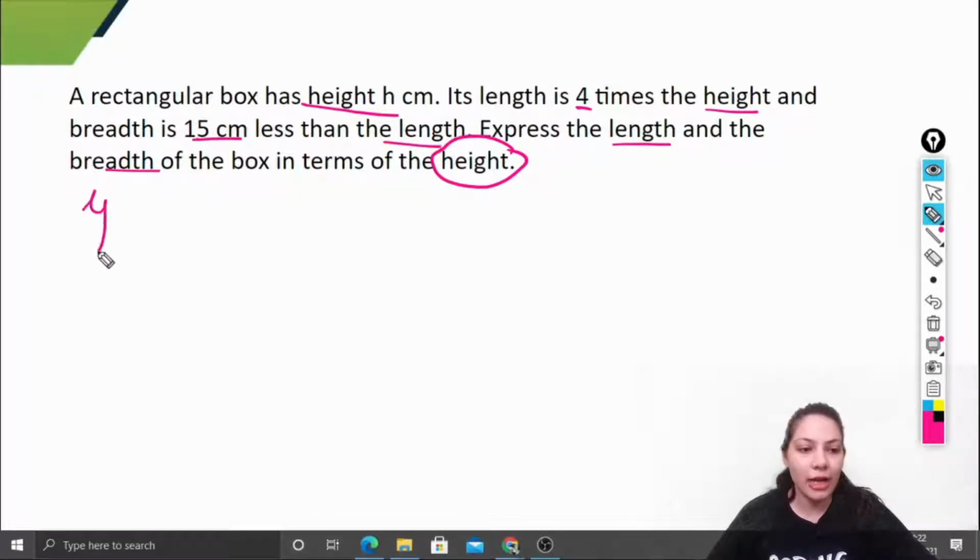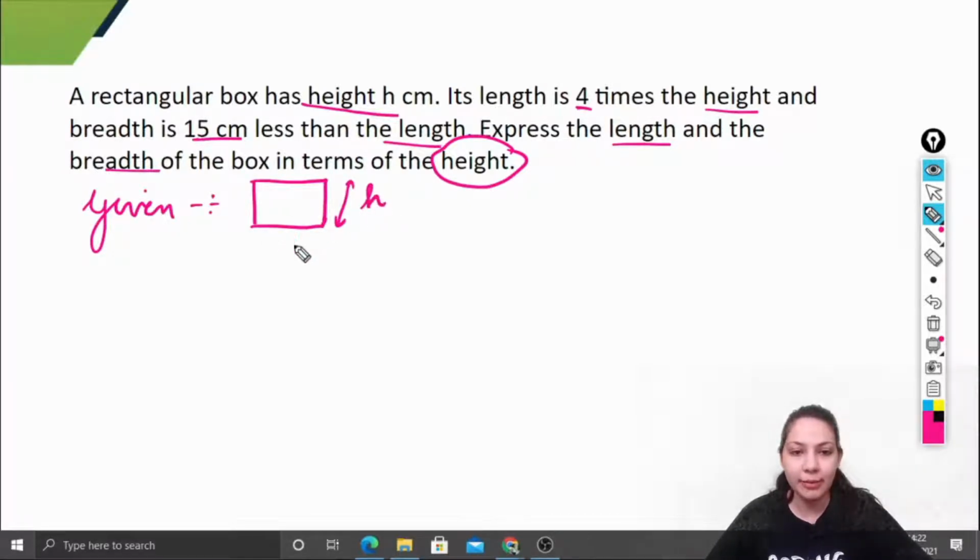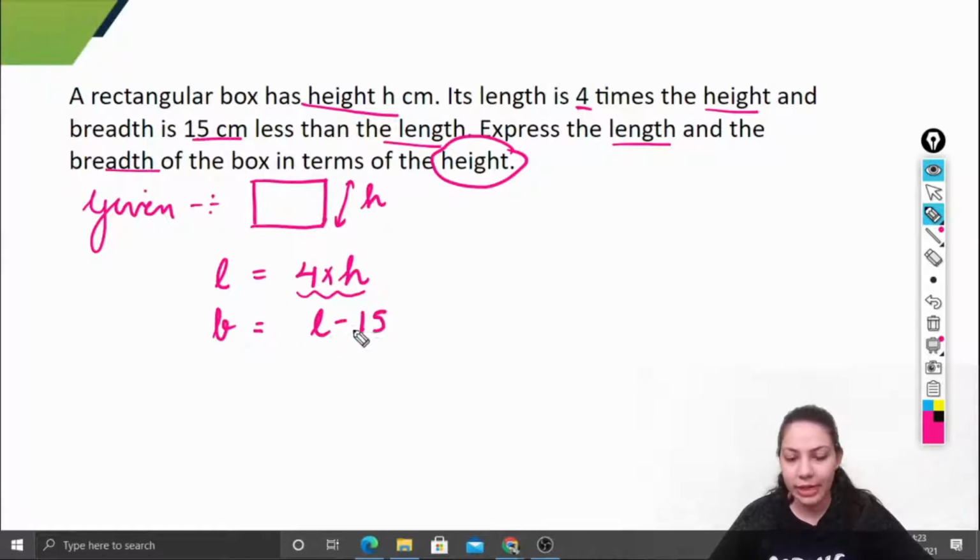So firstly let us write down the given things. We are given a rectangular box with height of 8 centimeter. It's basically a cuboid. Its length is given as 4 times the height, so 4 multiplied by height, and breadth is 15 centimeter less than the length. So what will be the breadth? 15 centimeter less than the length.